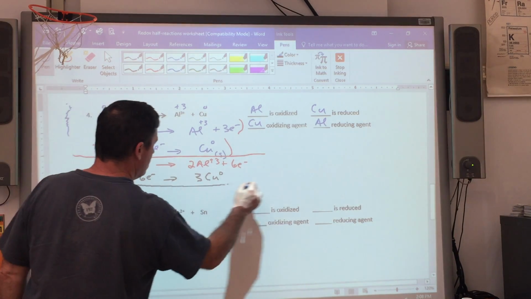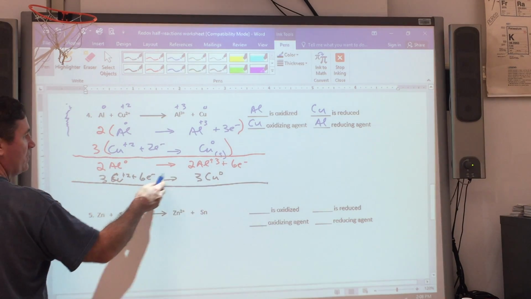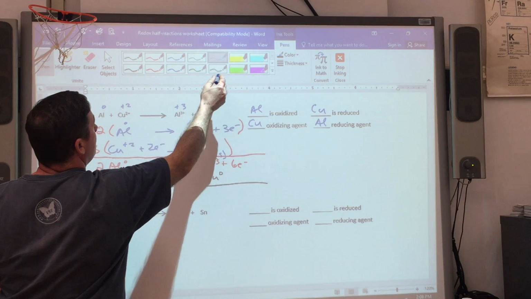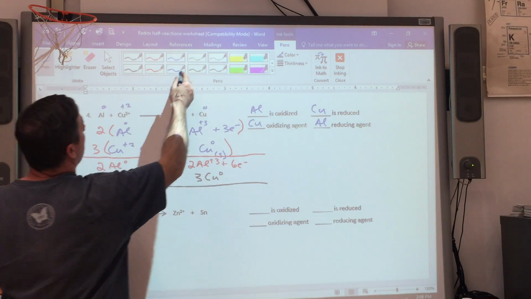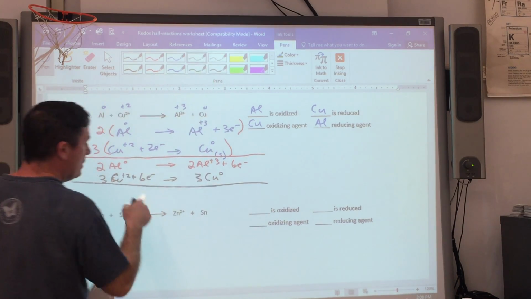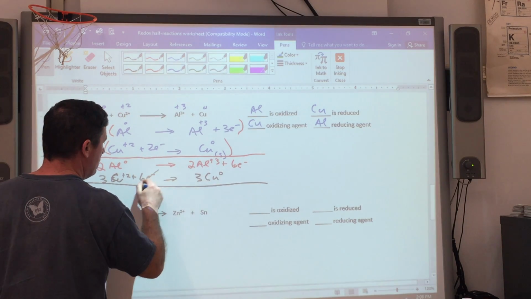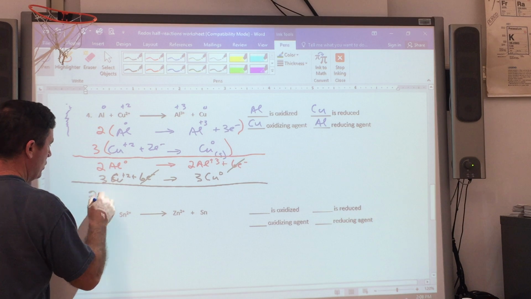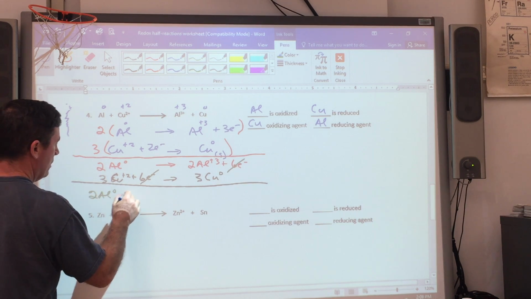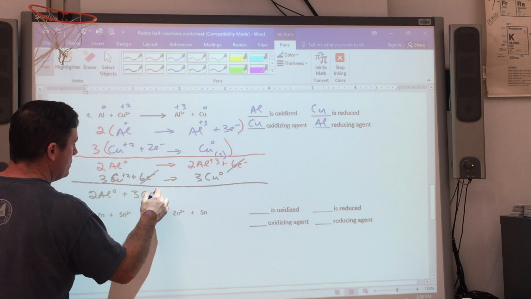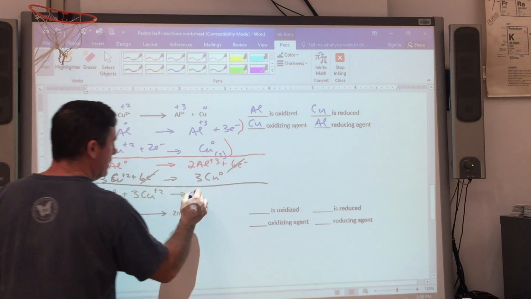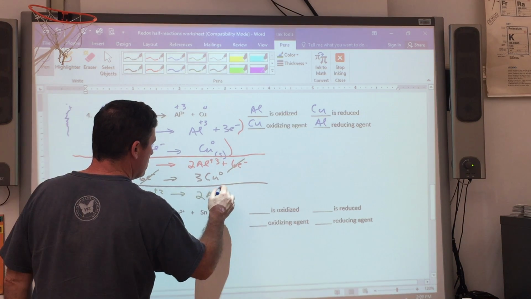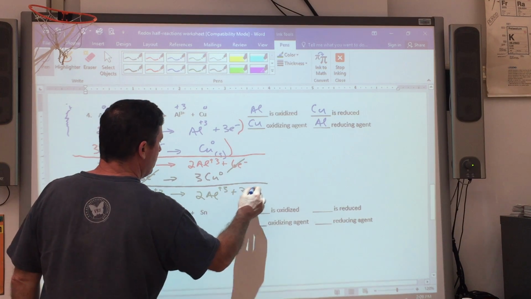Now I can do the total. 6 and 6. Oh, I didn't want that, I want this. 6 electrons, I can cross those out, and then I can total it. So 2 aluminums plus 3 coppers yields 2 aluminums plus 3 coppers.